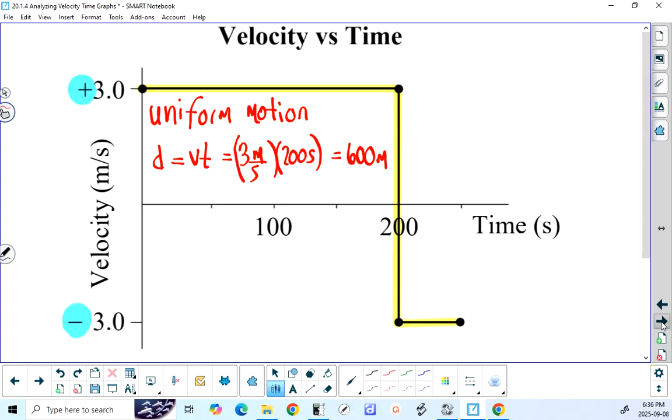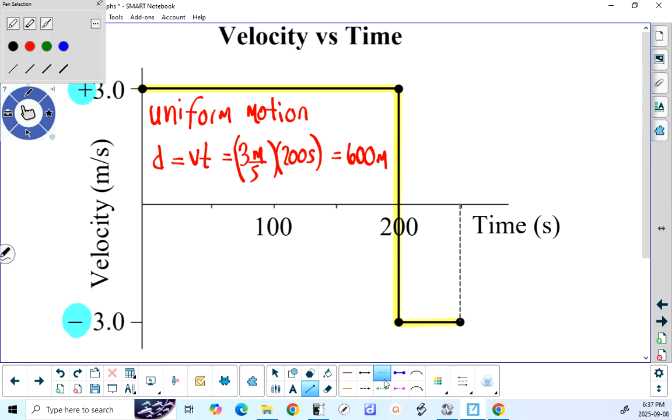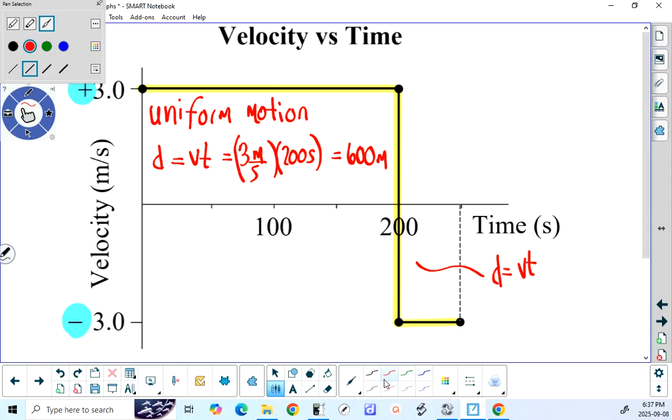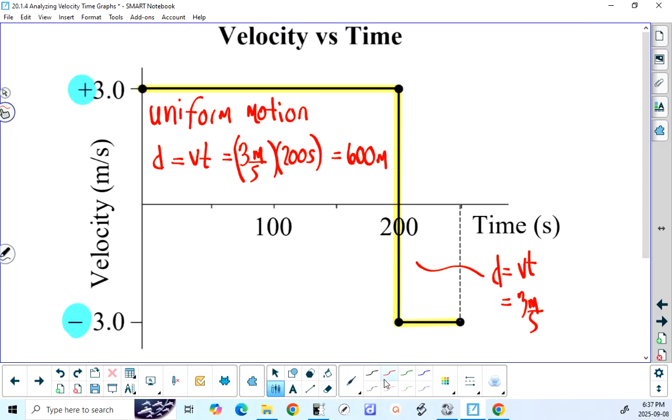When we take a look at the bottom portion of the graph, our analysis ends here at the 250 second mark. But if we look at that little piece of the trip, that is also uniform motion. It's traveling at a constant velocity or speed in a straight line. So the distance traveled here can be found by taking the speed times the time, which will give us 3 meters per second. I'm not including the direction here. I'm just talking distance equals speed times time, times 50 seconds, which gives us 150 meters.